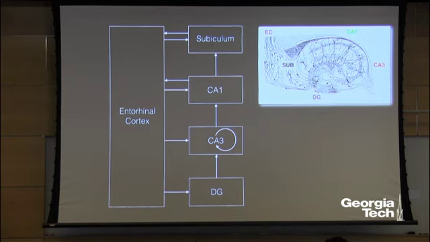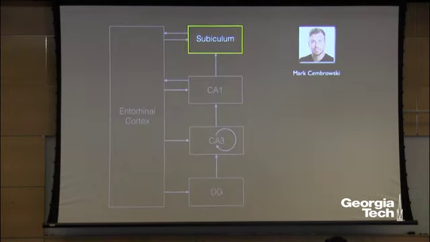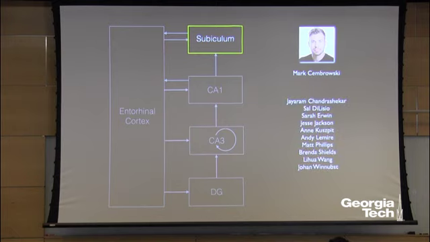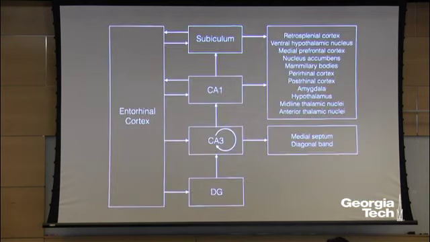We can think about a slightly smaller loop here, or a smaller loop here, or even a smaller loop here. Now, to add further complexity to this, there are different cell types and different pathways in the subiculum. And I'm going to talk about Mark Zimbrowski's work to try to uncover the cellular basis of these different pathways and ultimately their function. And he did this with help from a lot of people. This work is now published as of last year. So I'm going to go through this fairly quickly.